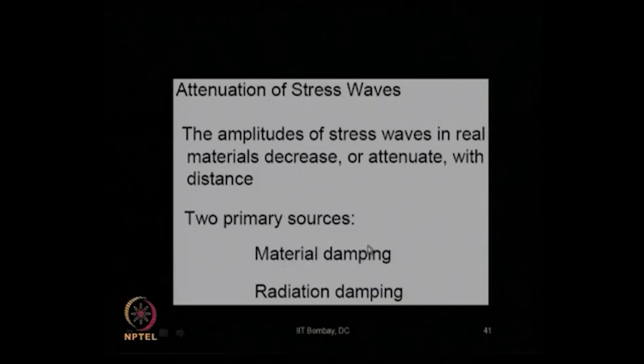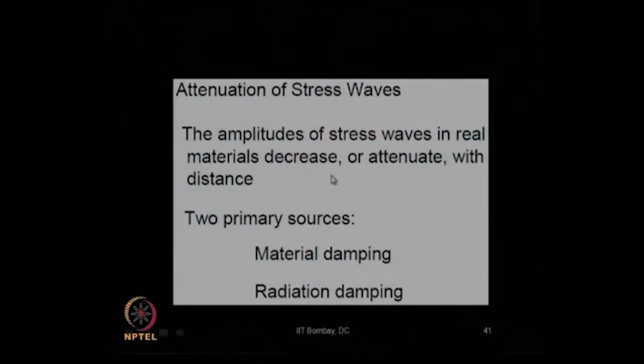Because of that viscous damping, what will this stress amplitude of the wave do? It will attenuate. Attenuate means that as the distance from the source of that seismic wave increases, that is, from the hypocenter or focus of the seismic wave or the earthquake, to another point of our interest, that is, the site of our interest, the amplitude reduces.